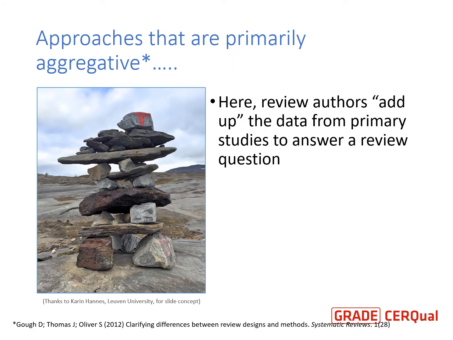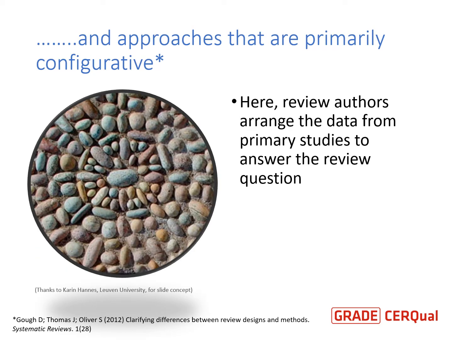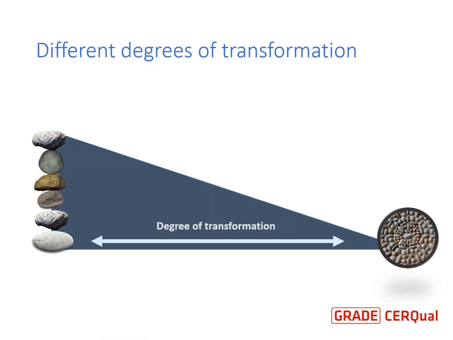In an aggregative approach, review authors take the data from the primary studies and add it up in a quite descriptive way. In a more configurative approach, review authors spend more time arranging the data, trying to identify patterns, connections, and explanations. So in a more descriptive or aggregative approach, the data does not go through as much transformation. The review authors mainly describe what was presented in the primary studies.